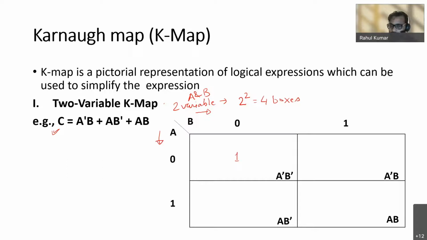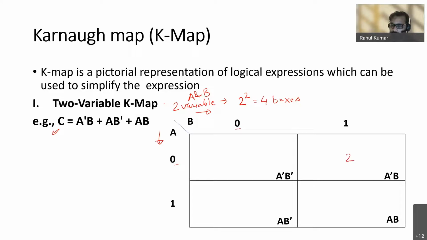So in the first block, the value of A is 0 and the value of B is also 0. So if it is 0, we represent it by A dash, A is 0, so A dash, B is also 0, so B dash.